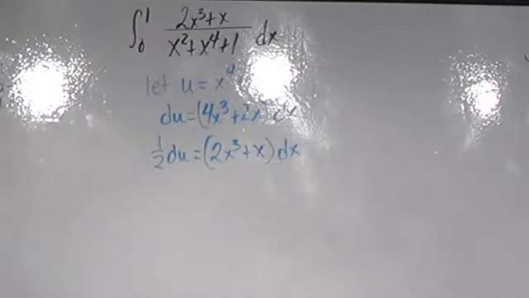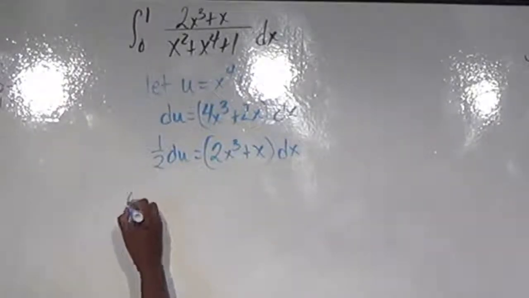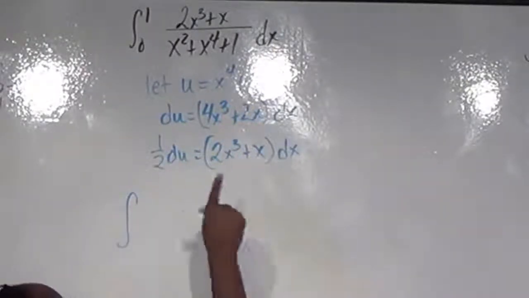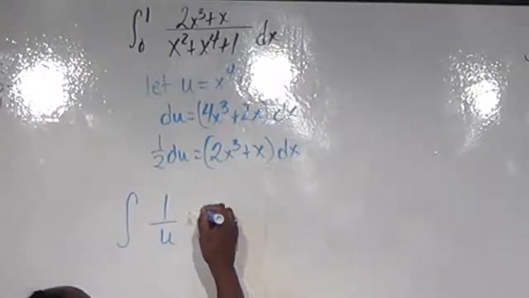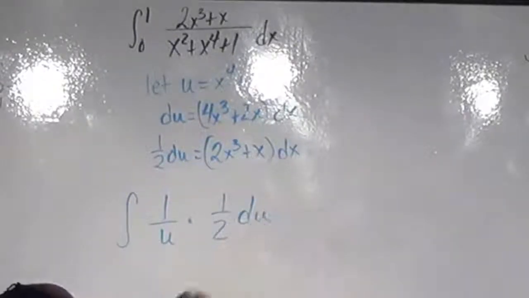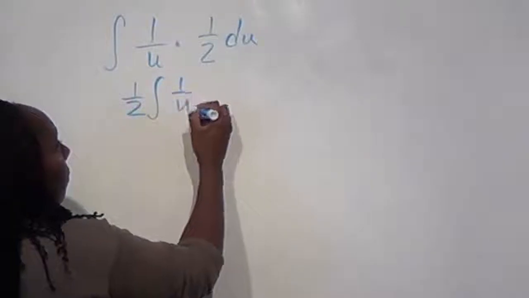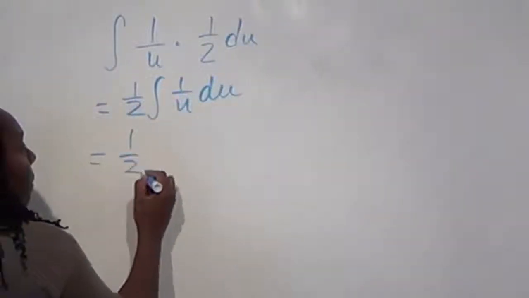Okay. Now for this one, like I said, we're not going to plug back in. We're not going to substitute the limits. So here, when I rewrite my integral, I'm going to leave the limits off, and I'm going to put everything in terms of u. So we'll have 1 over u times the 1/2 du. Again, I can bring that 1/2 out front. And take my antiderivative.